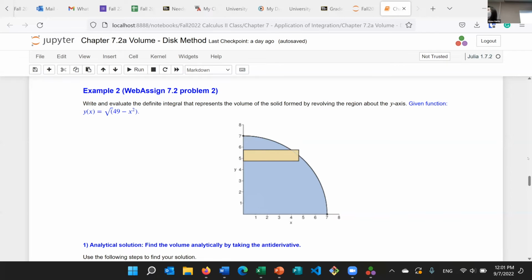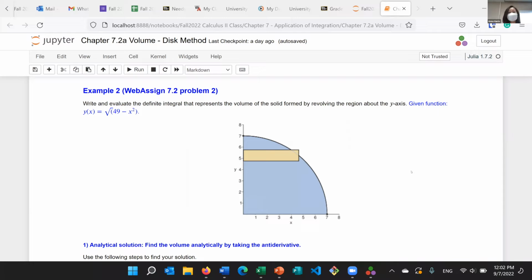So we are doing 7.2, still part A, but this time we're doing a second example using a what? Your disk is laying down flat like a horizontal disk. So your graph looks like this. Your disk, horizontal disk. So you have what? Width is dy. Whenever you have a horizontal disk, your width is what? Dy.